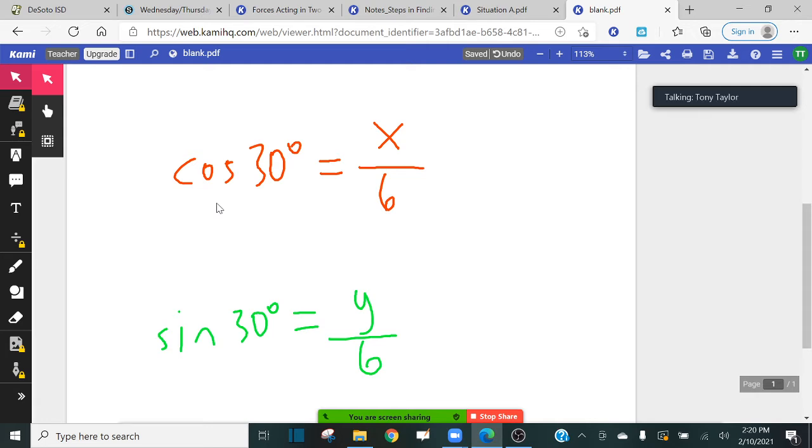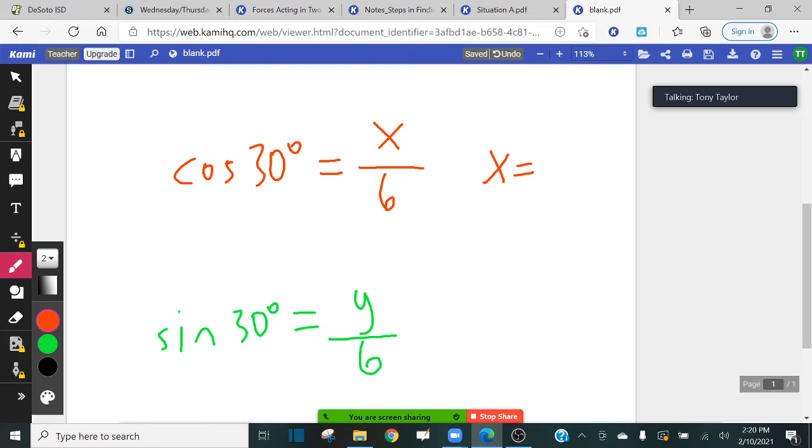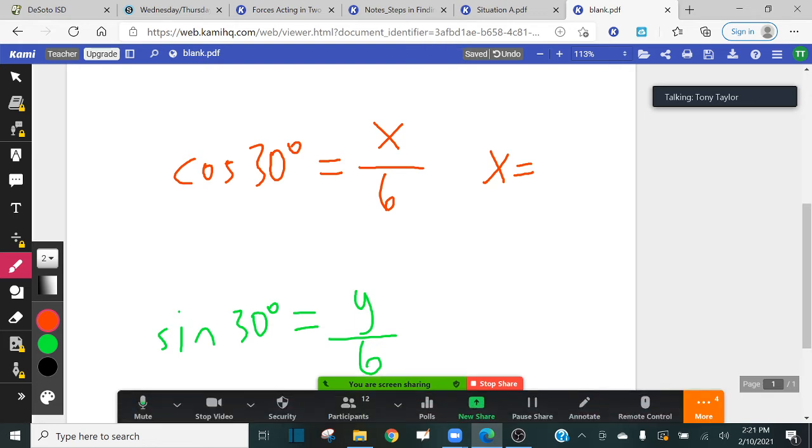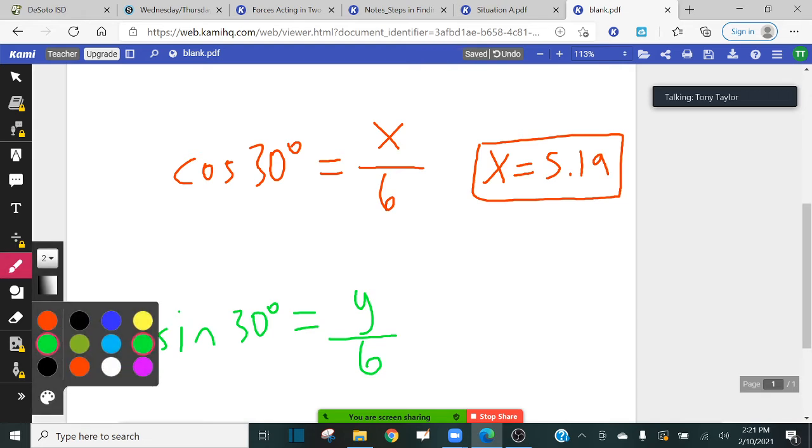Anyone want to tell me what you guys get for x? Yeah, so that is right. What I have on my answer key is 5.19, which you're right, it rounds to 5.2, which is close enough. So my x value here is 5.19, and my y value is 3. And again, these are not the final answers. These are just the x and y components. Just showing you guys what the x and y components are. Okay.